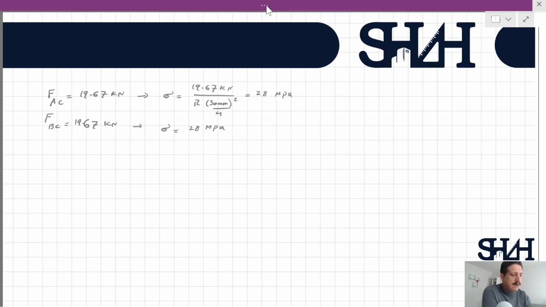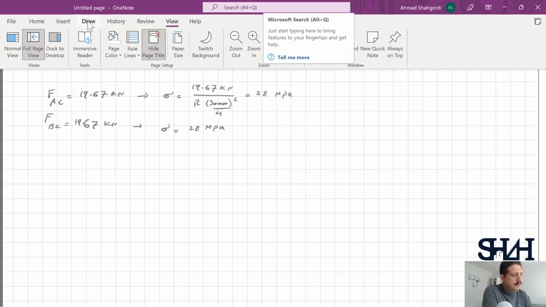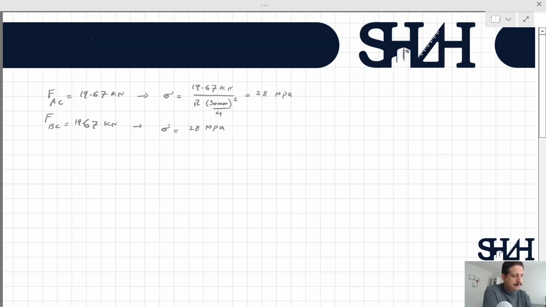Let's cross-check these values. You can solve this problem in many ways; there are plenty of ways to solve it. So in the loading, the force in AC was 127 kilonewton. As a result, sigma was minus 180 megapascal. It reached its yielding limit.